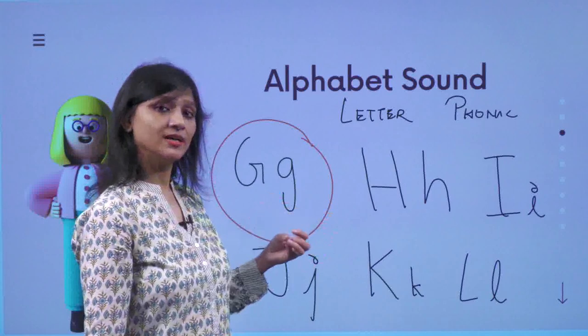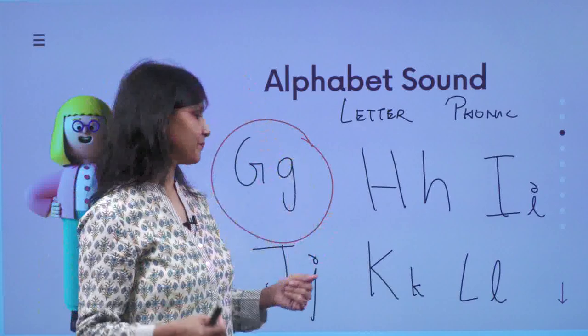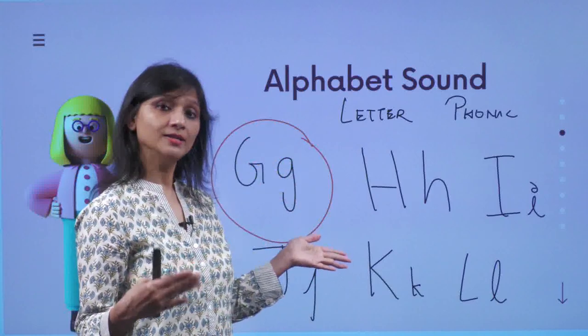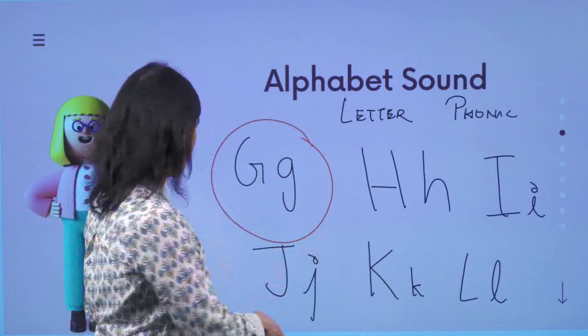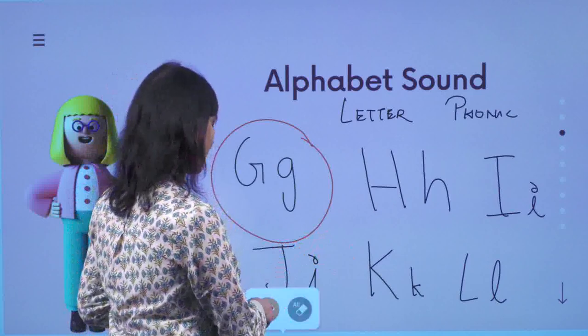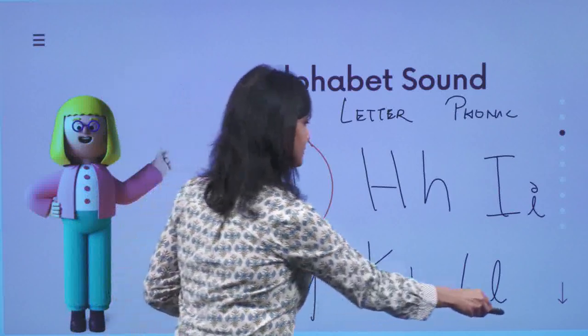K, kite. K, king. L, lion. Okay? So we are done till L. Now let's move on and see the other letters.